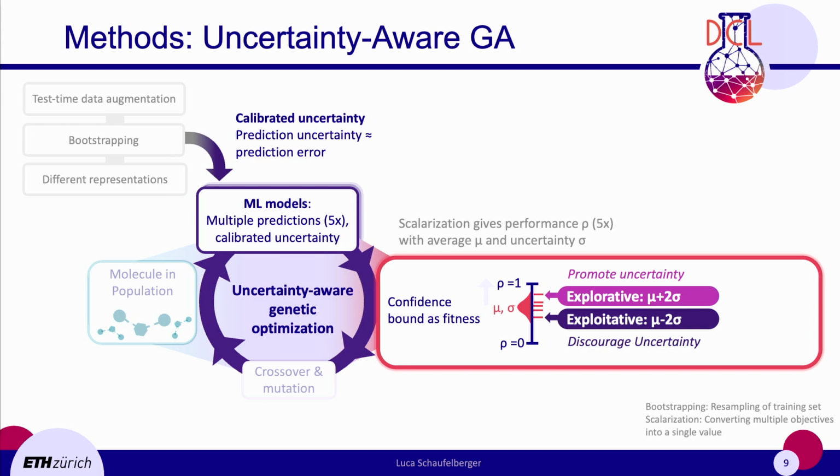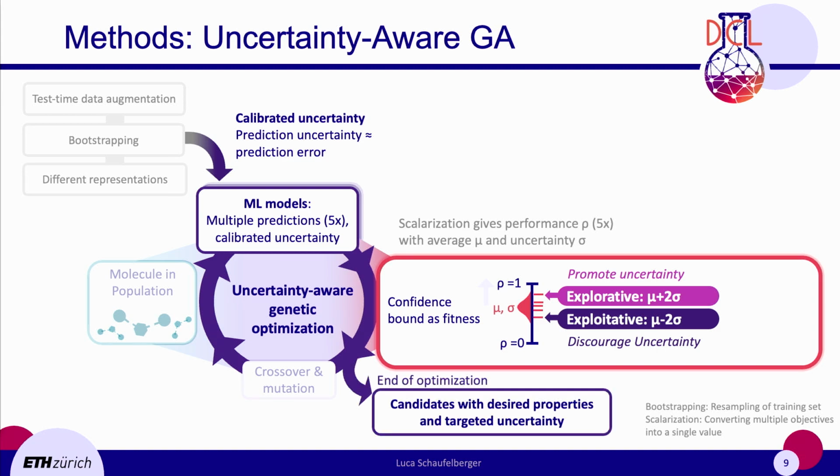And because you now get an average and a standard deviation, you can employ, for example, the confidence bound that you might know from an acquisition function in Bayesian optimization in our genetic algorithm setting. Either we are in an exploitative case where we discourage uncertainty, with mu minus 2 sigma, or we could be in an explorative case, mu plus 2 sigma, where we promote uncertainty. So when we move through this optimization loop, at the end we don't only get candidates with a desired property, but we also get a targeted uncertainty.